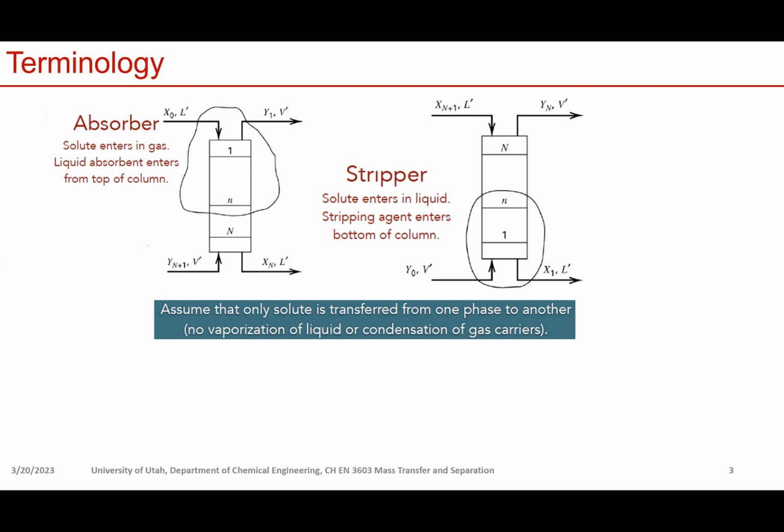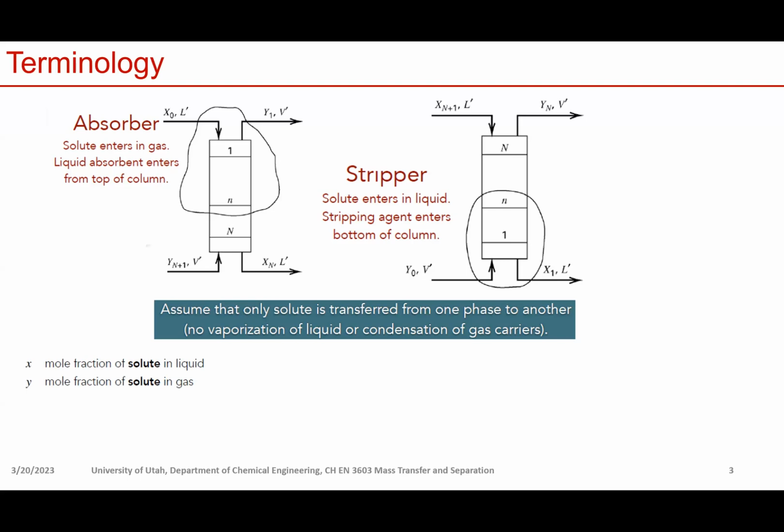right? So basically we have a constant L prime from the top of the tower all the way to the bottom, and we have a constant V prime from the bottom of the tower all the way to the top. Right? So that, as I will show you in the next slide, will greatly simplify the analysis.